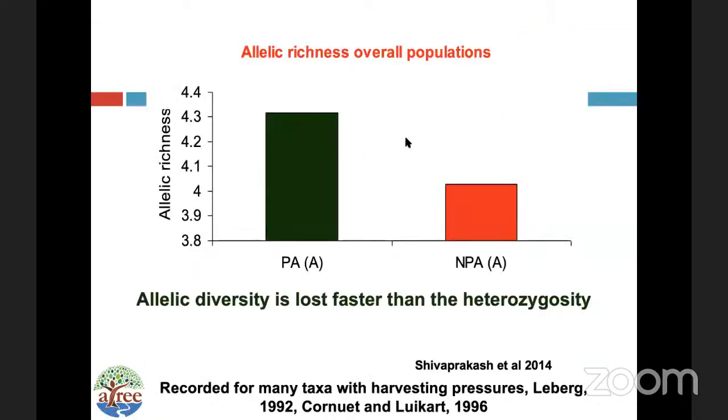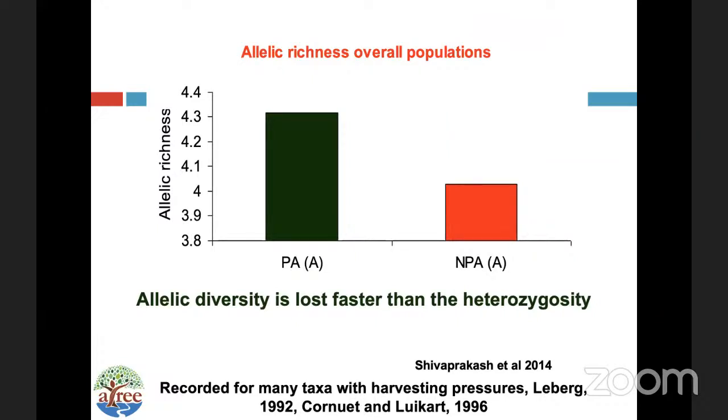Then in this particular case, using microsatellite markers, we looked at the genetic diversity of populations within the protected area and outside the protected area, hoping that the populations within the protected area are quite well preserved, because people generally don't harvest inside the protected area, and those outside are largely harvested.